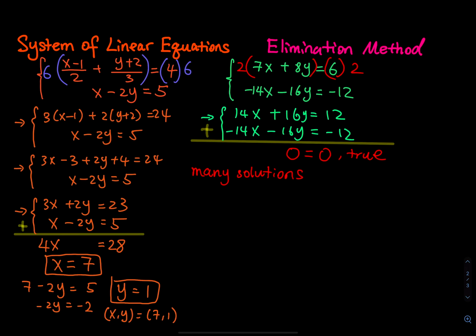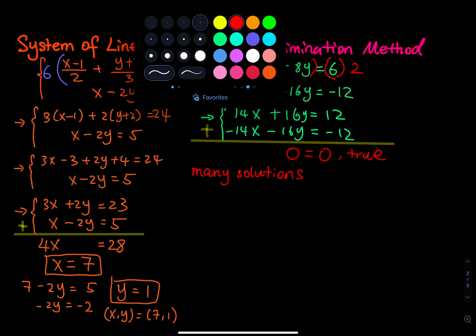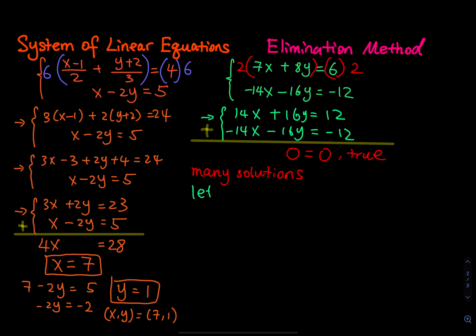And then when a system has many solutions, I do not want you to just stop right there. I want you to generalize the solution for me. So here is what I am going to do. I am going to let x equal a, and then I will solve for y. You can pick either equation. Since the first equation has smaller numbers, I will just put it in the first equation.